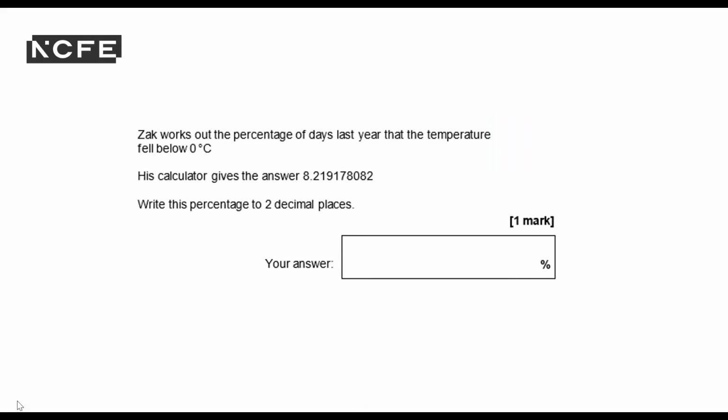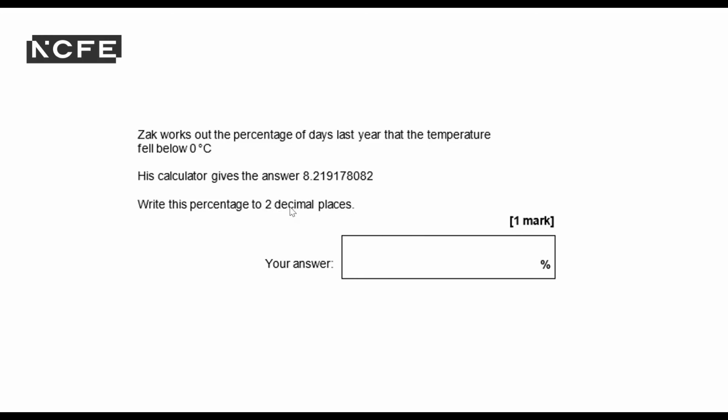Okay, we've got another non-calculator question. Zach works out the percentage of days last year that the temperature fell below 0 degrees Celsius. His calculator gives him this answer. Write this percentage to 2 decimal places. So that's nice and straightforward. So I've got 1 mark available.